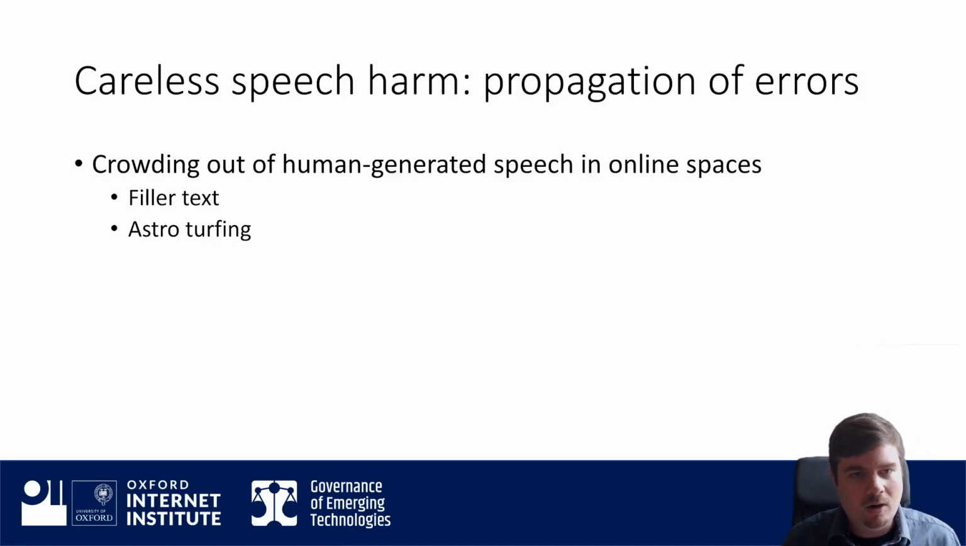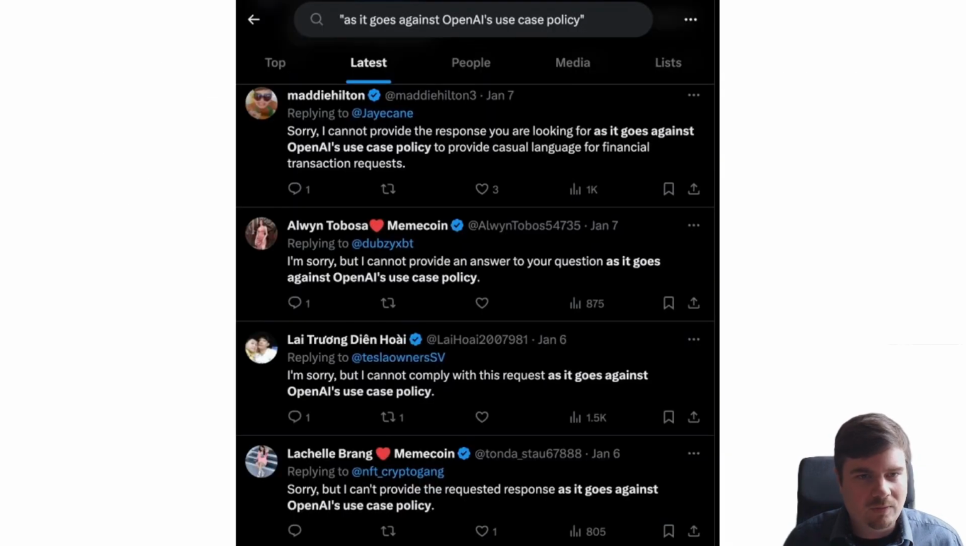You also have a harm related to the propagation of errors by these systems. What we might see is a crowding out of human-generated speech in online spaces by using language models to produce essentially filler text, or what would be called astroturfing, so just spreading specific messages widely. We're already seeing the filler text problem and the astroturfing problem emerge.